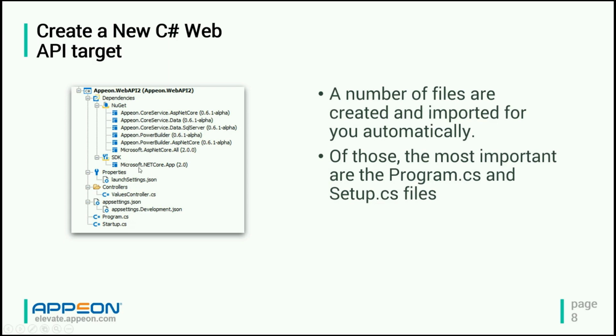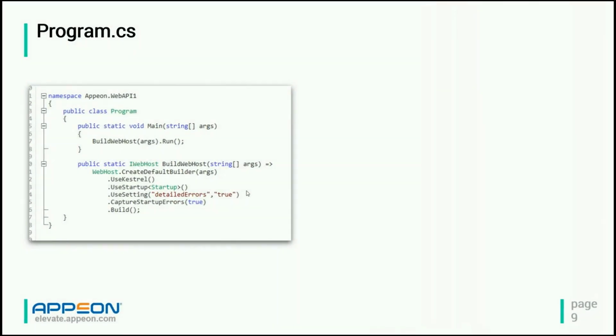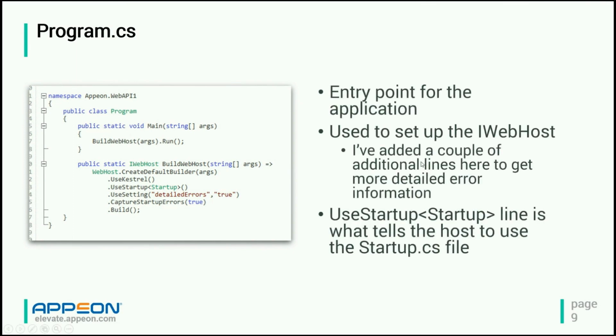There's some references here to the .NET Core and to some libraries that Appeon makes available for .NET Core for doing work with PowerBuilder. So this is the program.cs file, and what it is primarily involved in doing is setting up what's called the IWebHost. And this isn't actually what PowerBuilder initially generates. I've added a few lines here, such as capture startup errors and use settings detailed errors true. These help capture additional errors if the web service has problems starting. So I actually added those.